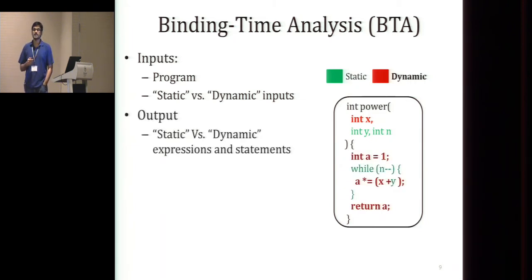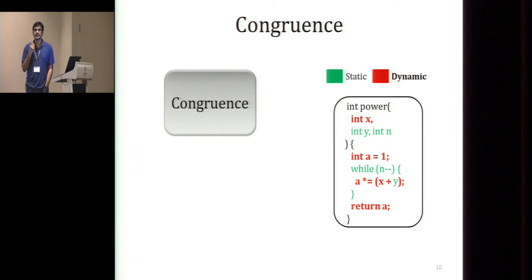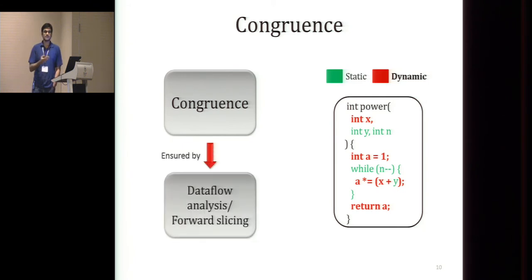The output of BTA is a division of all the expressions and statements in the program as static or dynamic. A key property that BTA has to ensure is congruence, that is, anything that depends on a dynamic variable or expression must be classified dynamic. BTA is usually implemented either by using data flow analysis or forward slicing to determine the parts of the program that depend on dynamic inputs. These parts are classified dynamic, and the remaining parts are classified static.